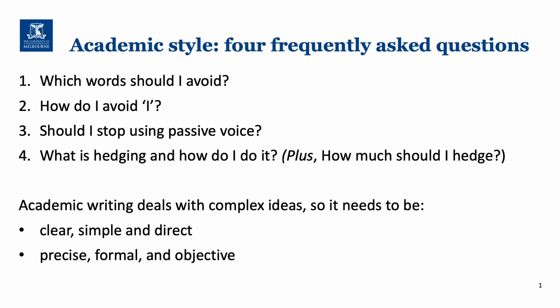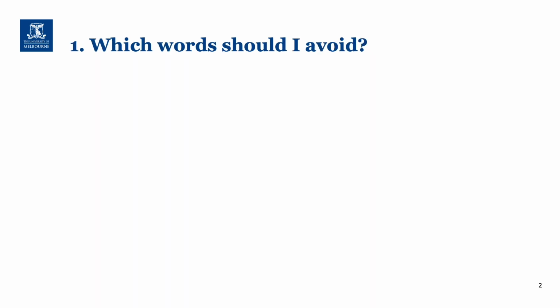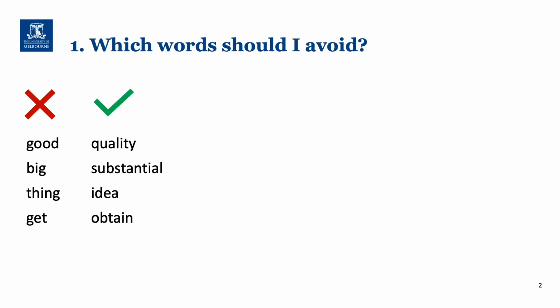The first frequently asked question is, which words should I avoid? Pause the video and take a moment to brainstorm any words you think you should not use in academic writing. Your list might include words like good, big, thing, or get. These words can be used in many different contexts. If you look them up in a dictionary, you will see they have many possible meanings. Try to replace them with words that express what you mean more precisely. For example, quality, substantial, idea, obtain.